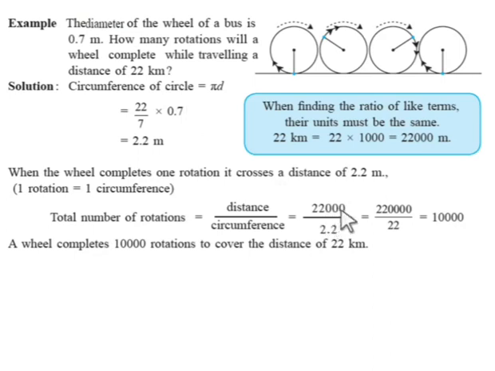So, now 22,000 divided by 2.2. Now, remove the decimal point and put 10 in the numerator. You will get 2,20,000 divided by 22. That is 10,000. So, how many rotations does the wheel make? The wheel makes 10,000 rotations to cover the distance of 22 km.